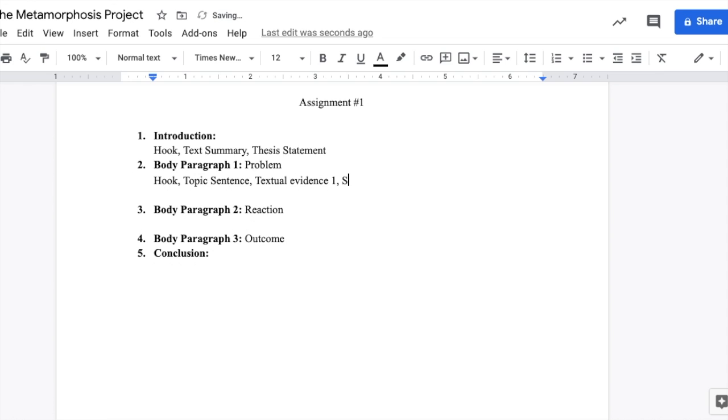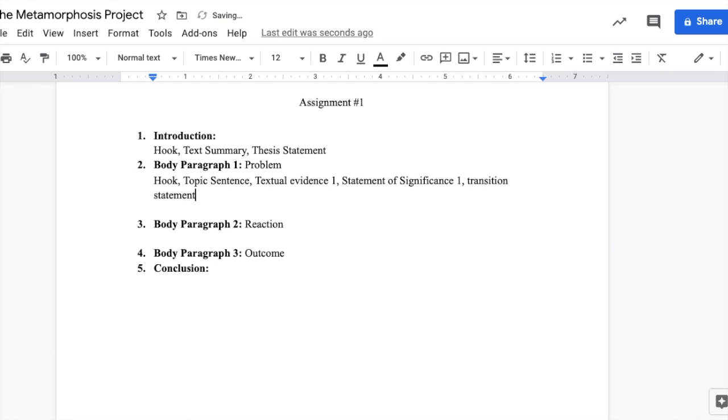You need to have a hook, a topic sentence, or your main argument sentence, textual evidence to support that topic sentence, and then a statement of significance. And you do that again. Once again, you have a little transition in between, so it flows nicely.